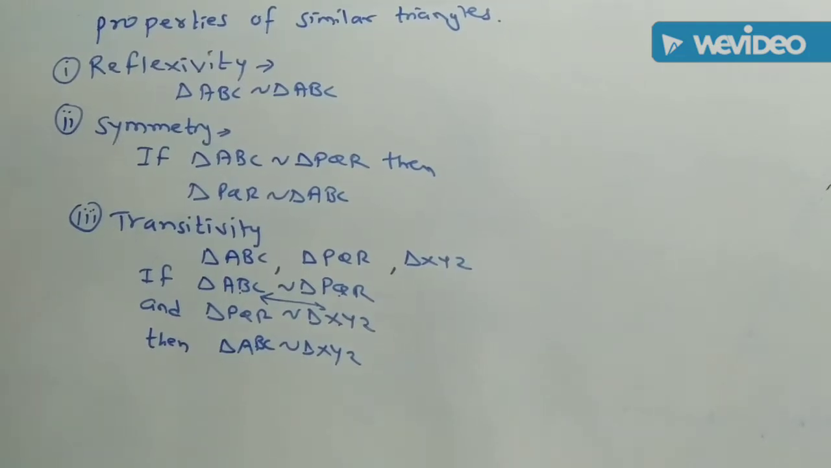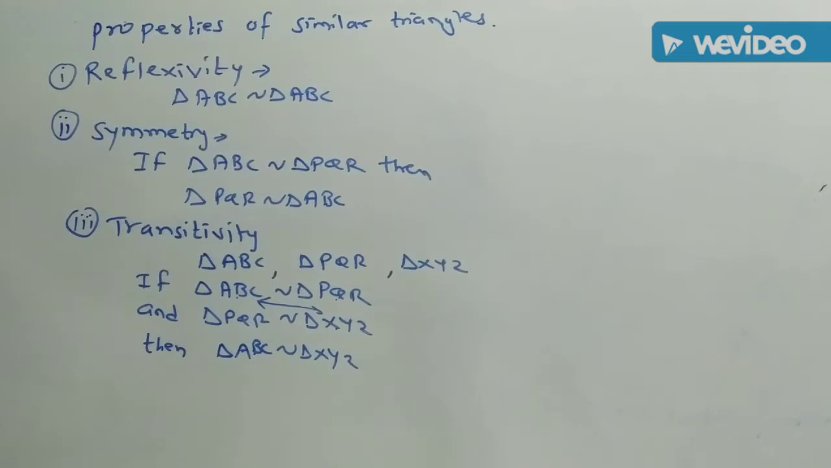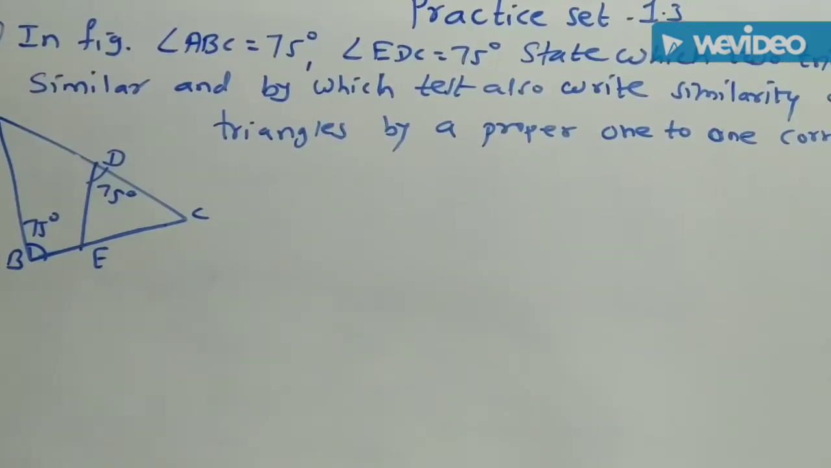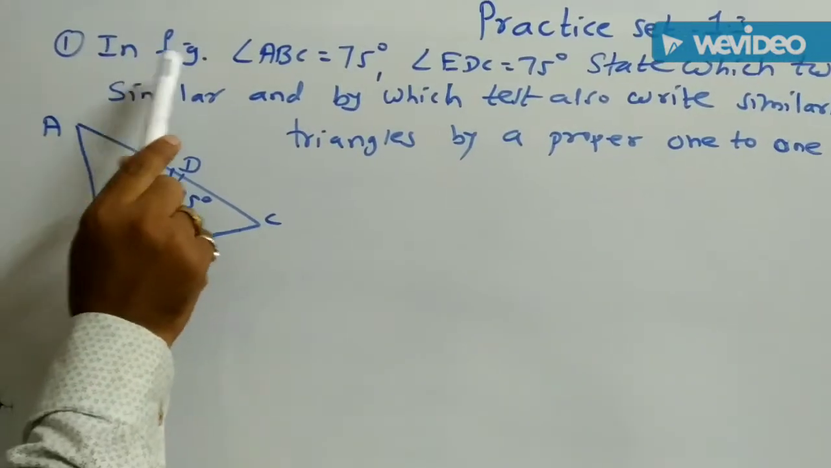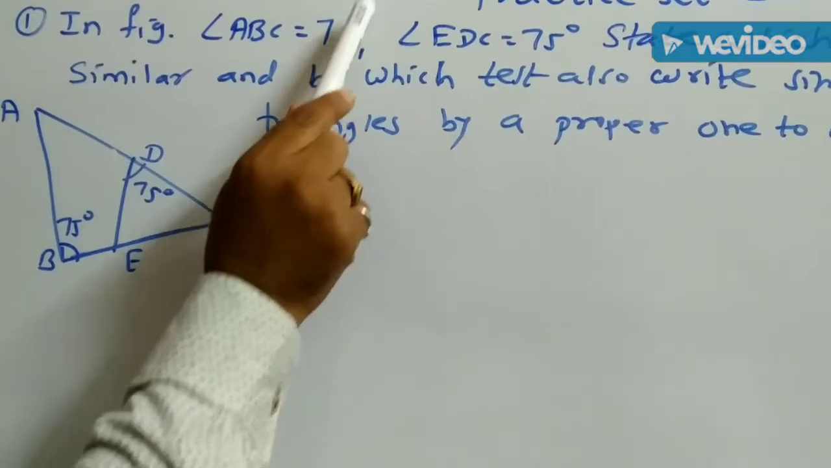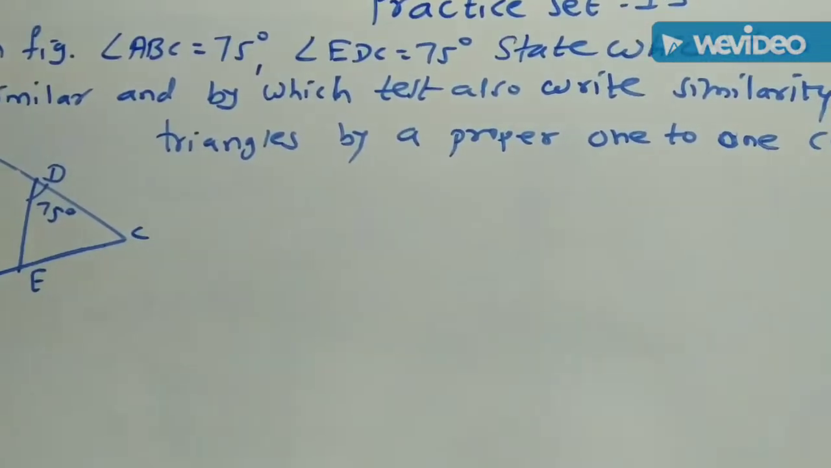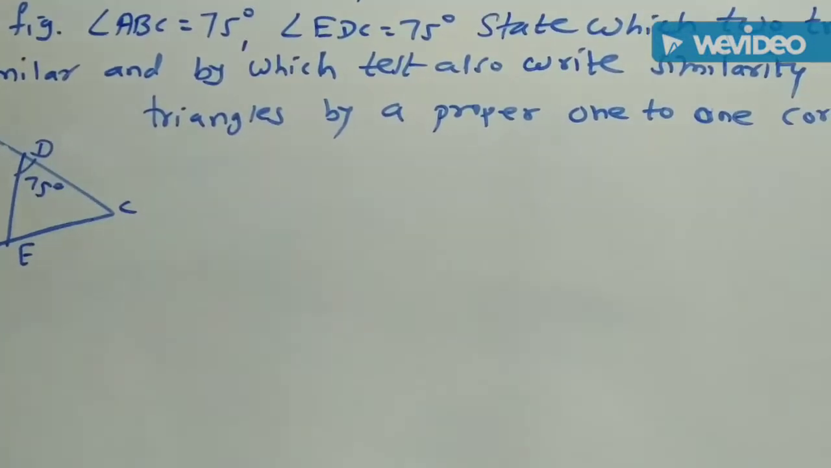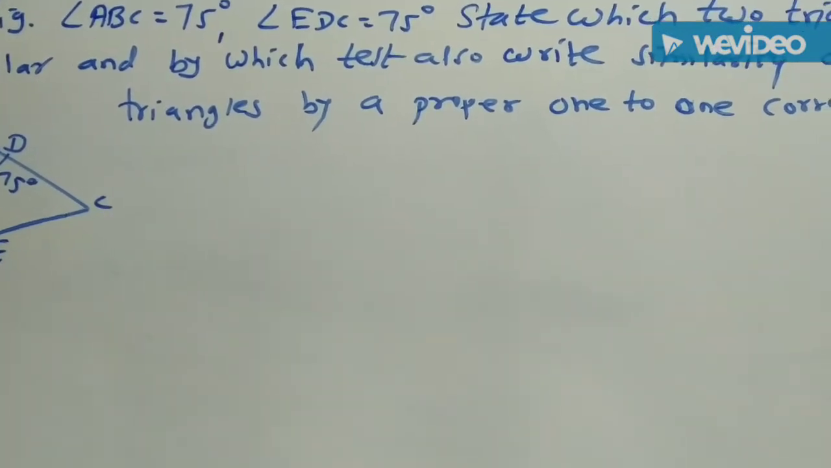Now in the next video we will take practice set 1.3. Now first example of triangles, practice set 1.3. In the figure, angle ABC is 75 degrees, angle EDC is equal to 75 degrees. State which two triangles are similar and by which test. Also write the similarity of these two triangles by proper one-to-one correspondence.